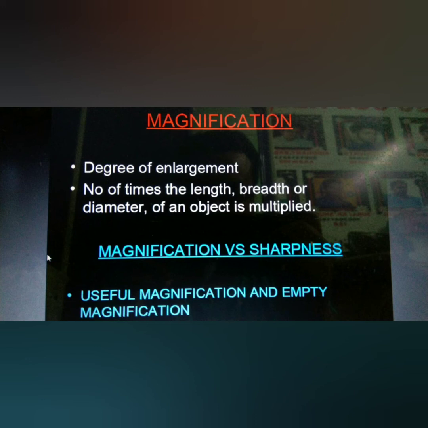Now come to the topic of magnification. So what is magnification? Magnification is the degree of enlargement, that is, how an object can be enlarged up to the desired level, and the number of times the length, breadth or diameter, any one of these, of an object is multiplied. So magnification is also a part of sharpness.